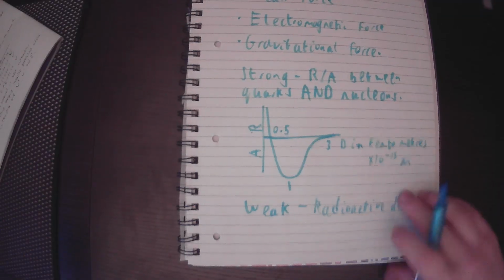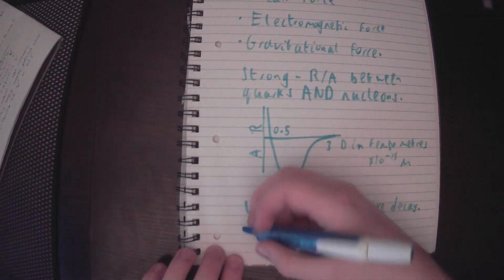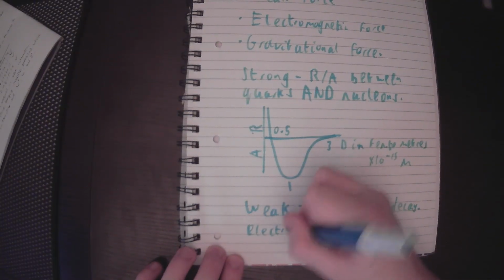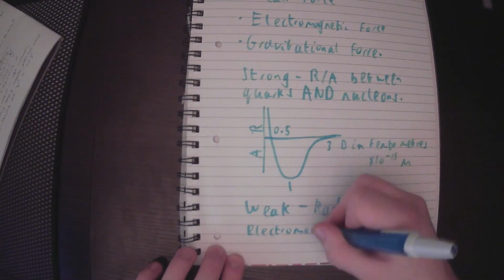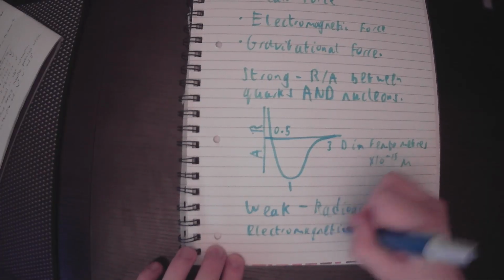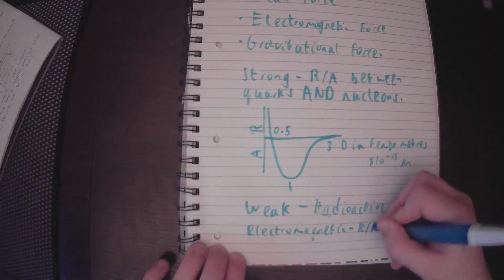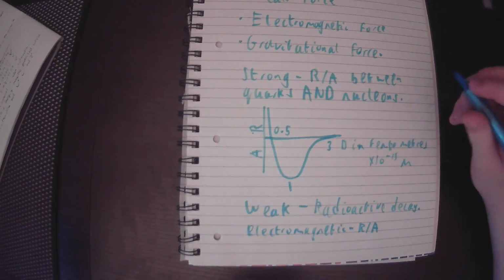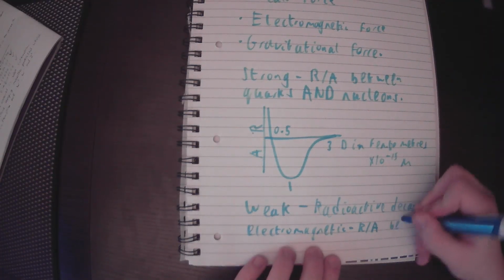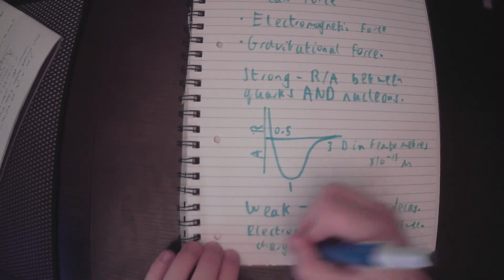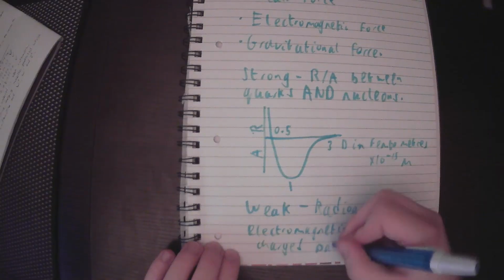And moving on to the electromagnetic force. Don't say electrostatic, you will not get the mark for that. So electromagnetic is repulsion or attraction between charged particles.